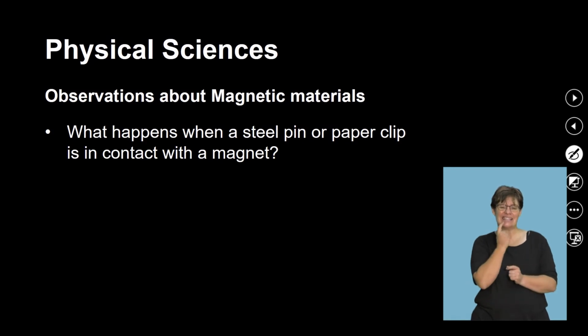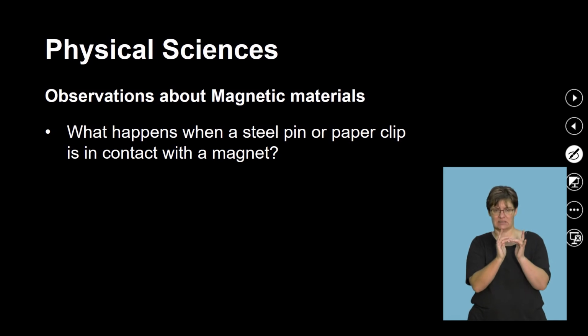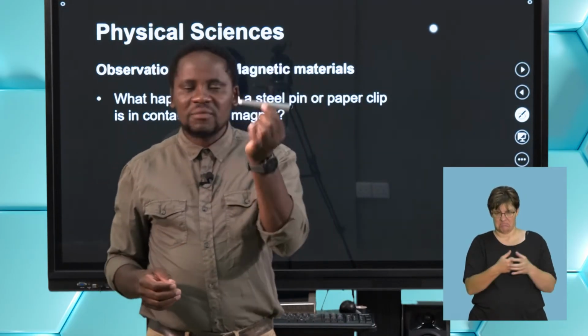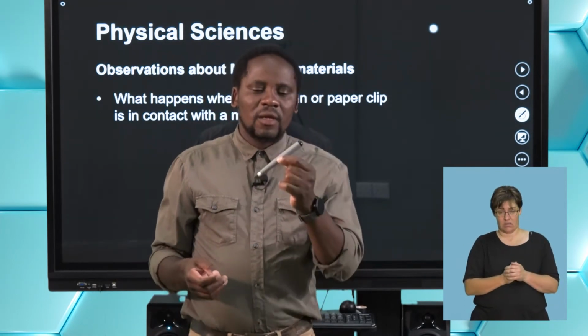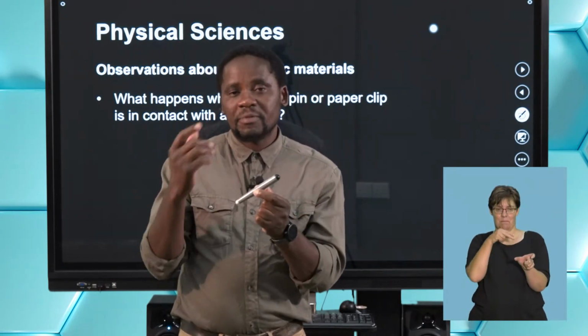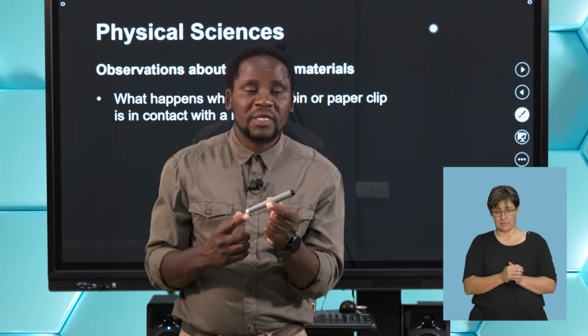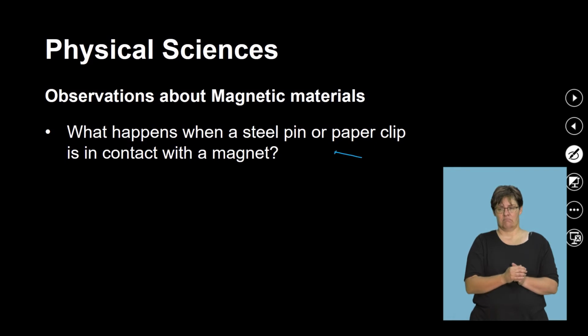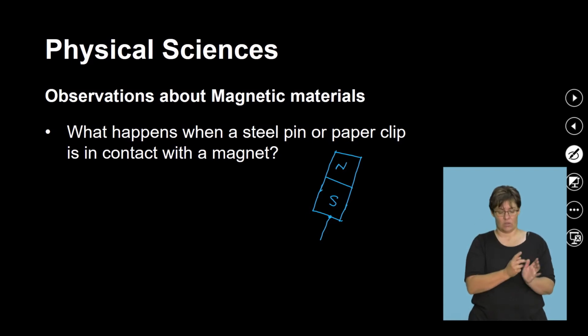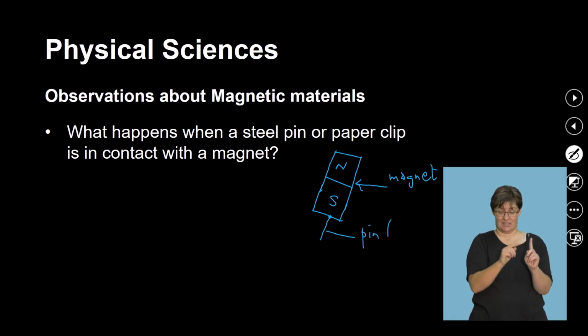What happens when a steel pin or a paper clip is in contact with a magnet? Let's say, for argument's sake, we've got a simple bar magnet, which is a dipole, north and south. And then this magnet attracts a metal pin. So if, for argument's sake, we're talking about something of this sort, that's our magnet with the two poles, north, south. And then there is the pin. So this pin has been attracted by the magnet, because the pin in itself is a magnetic material. So this is the magnet, and the pin is a magnetic material, okay?